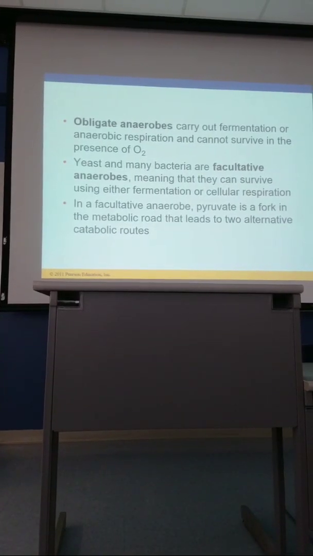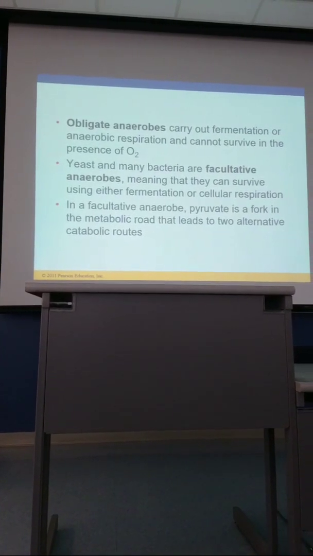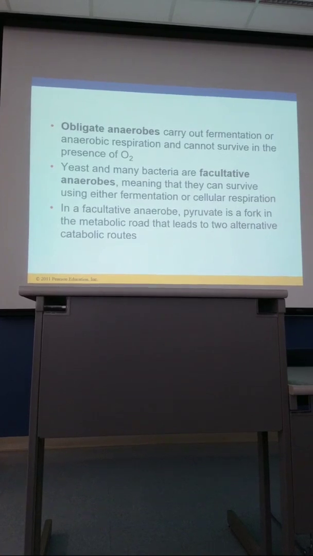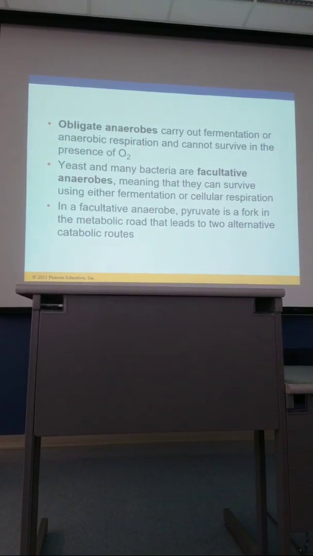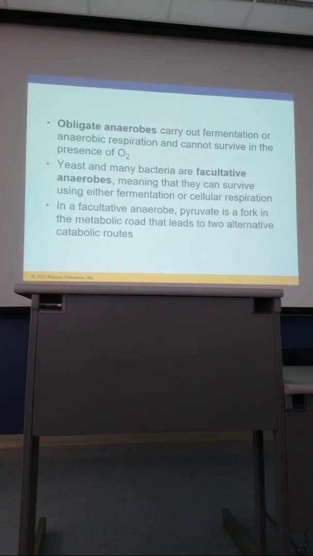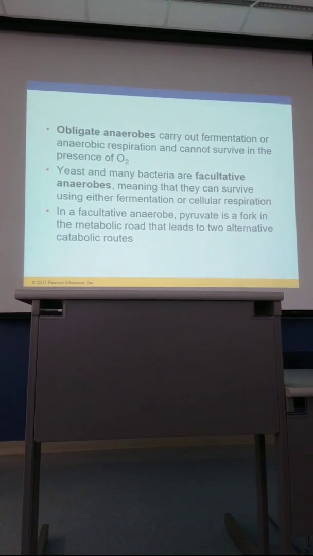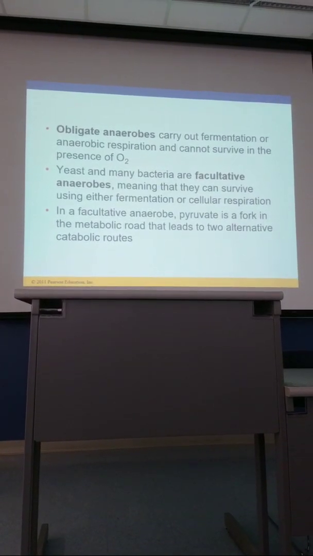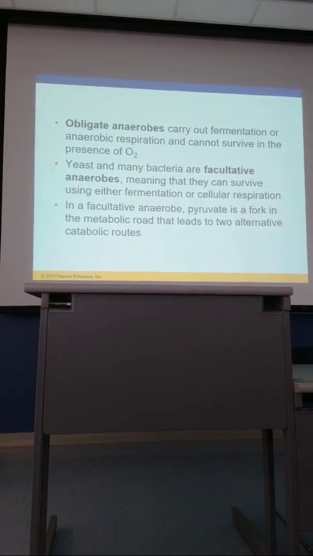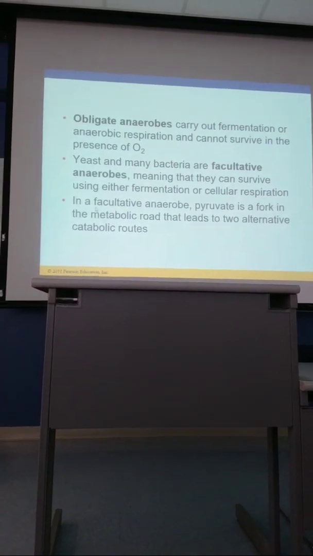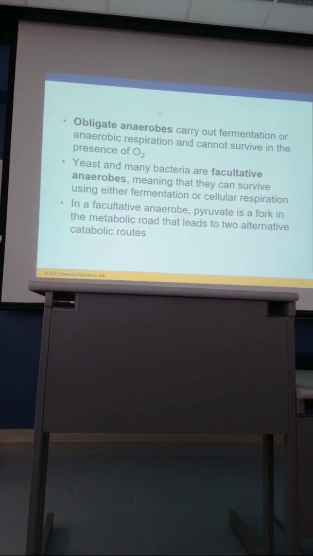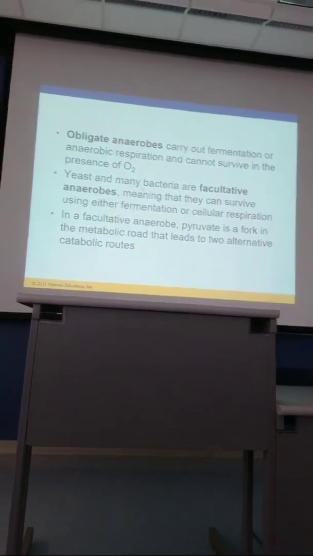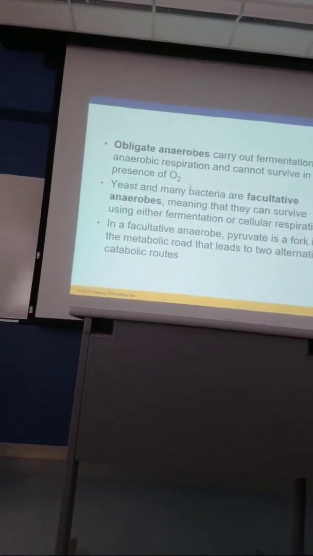They can do that because they are small and they don't have a large requirement of ATP. And in facultative organisms, pyruvate is a fork in the metabolic road that leads to alternative catabolic routes. And remember the old saying, if you ever come to a fork in the road, take it.